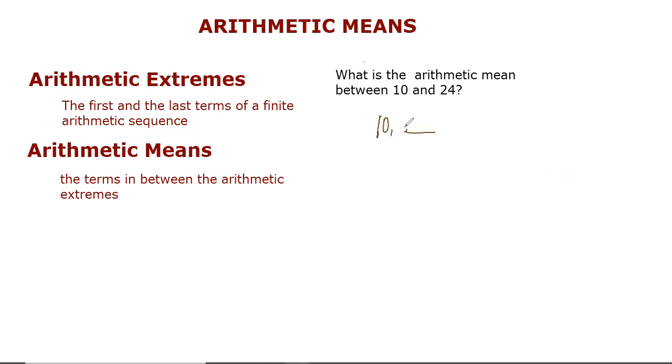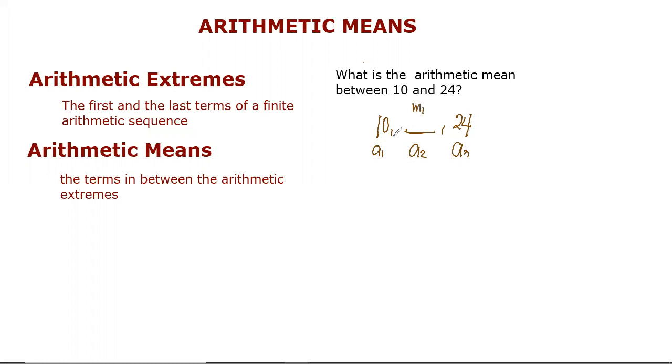Then the missing mean or the missing term, and 24. Take note, 10 is the first term and 24 is the last term. Kapag isusulat natin siya, 10 is a sub 1, the missing term is a sub 2, and the last term is a sub 3. And we denoted the mean as m sub 1.